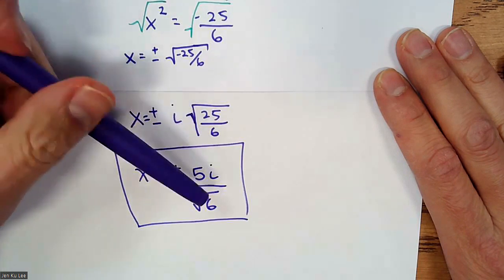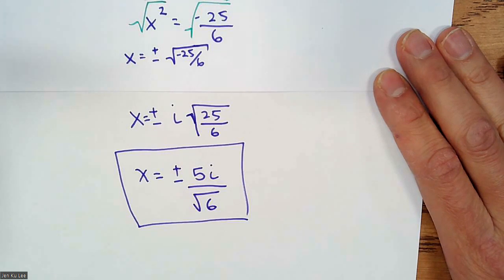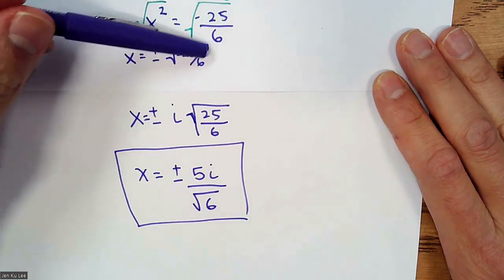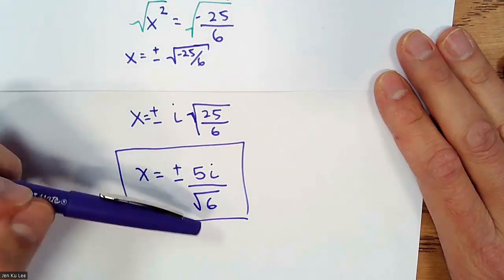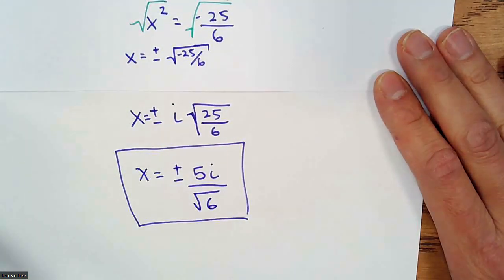Because the square root of 25 is 5. And then the 6 is on the bottom, in my denominator here. So it has to be in my denominator. Okay? Yes. Remove the square root of 6.